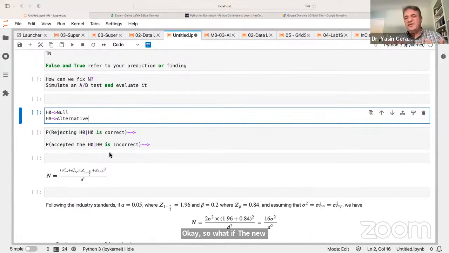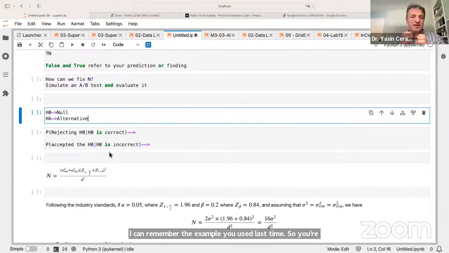Okay, so what if the null hypothesis is correct? Let's say you are running a test. Again, remember the example we used last time. So you're trying to place a button on the website, and then the button currently has blue color. What if you change blue color to red? You're just trying to see if this has any impact on people clicking on this button, right?